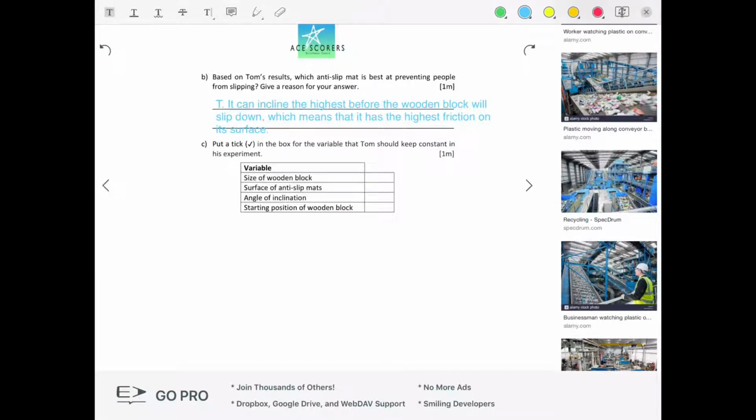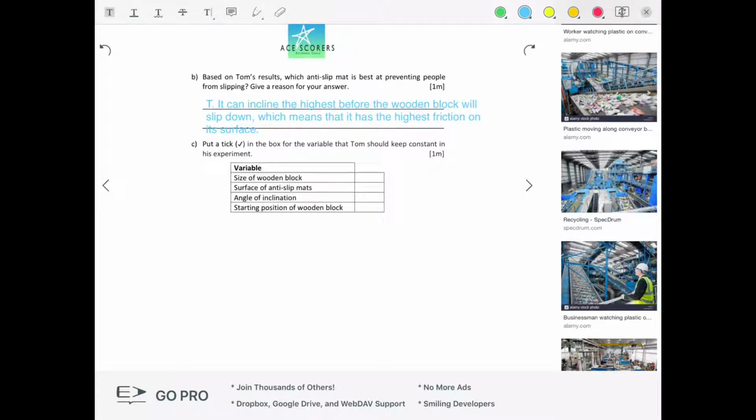So put a tick for the rubber dash, he should keep the same. Right? So we're going to tick on the size, right? Size must be the same. Alright, great. So the size must be the same, yes. Surface, yes. Angle, cannot. Starting position, yes. Right, so 3 except for the last one.